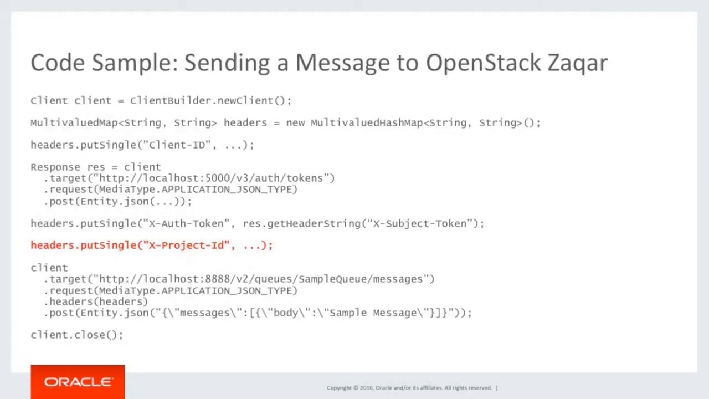So just to illustrate what I'm going to say, and I promise to skip the other slides, but this one I have to talk a little bit. This is how sending a message to Zaqar looks like in Java. The important thing about this slide is the line in red that takes the X-Project-ID header. OpenStack Zaqar is the only multi-tenant cloud messaging service. So even though you have all these other services, this is the only one that is really multi-tenant.